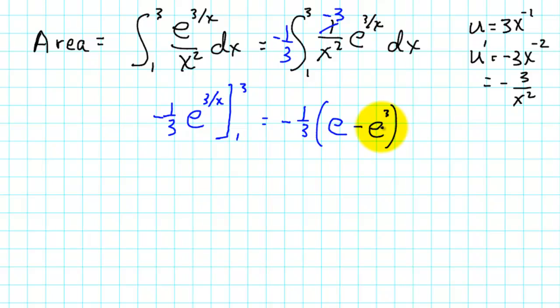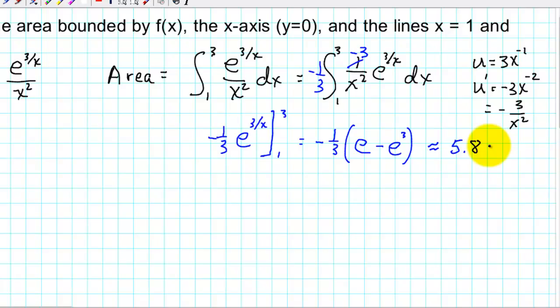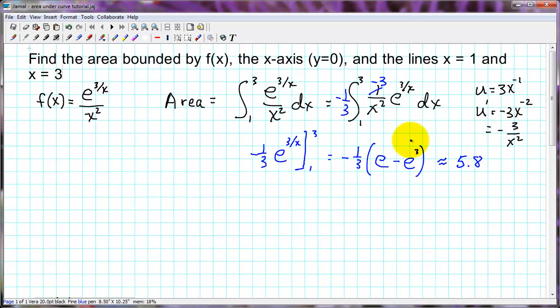Now e cubed is bigger than e, so this number is negative. Negative times negative is positive, so we have a positive number here. If we want to put that into a calculator, we can get an approximate value of 5.8. So the area of this problem is 5.8 square units.